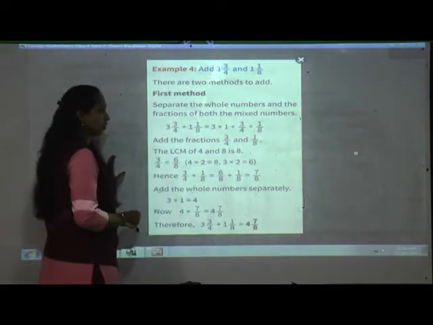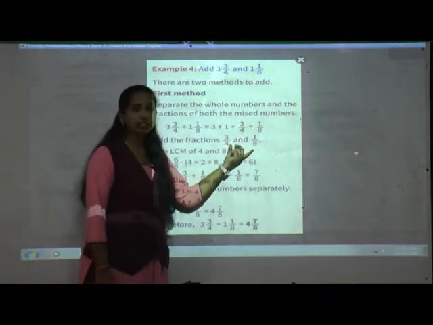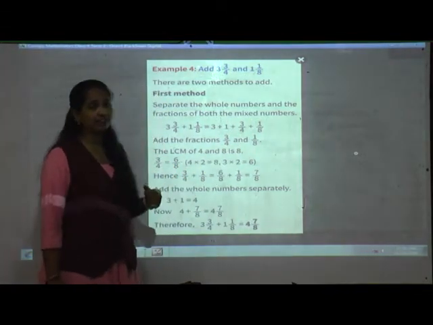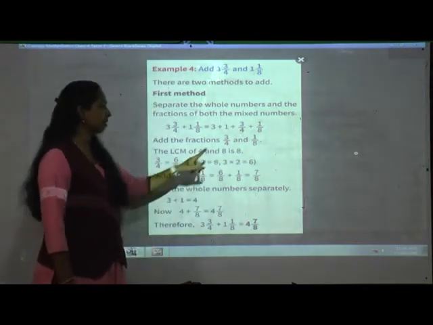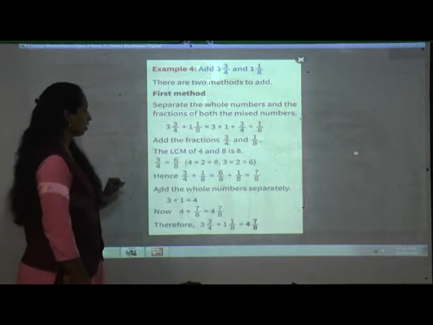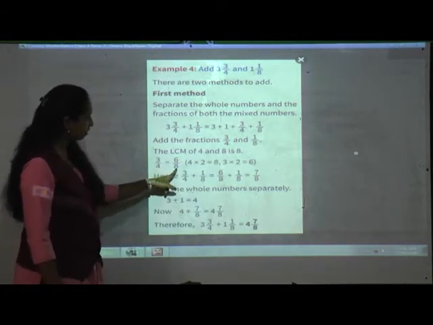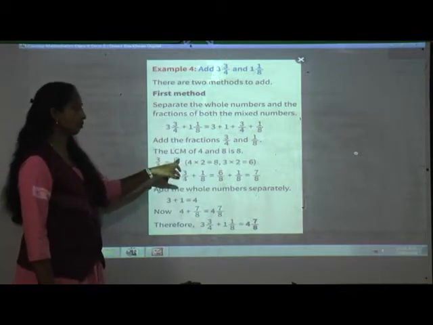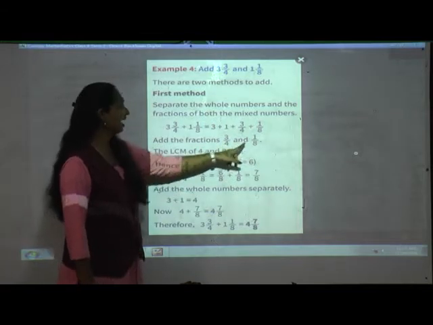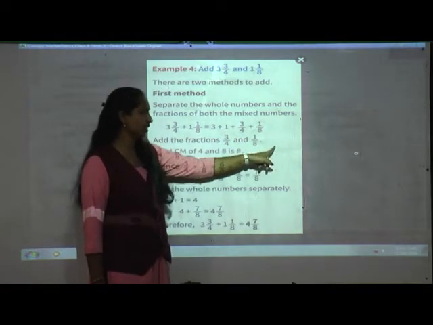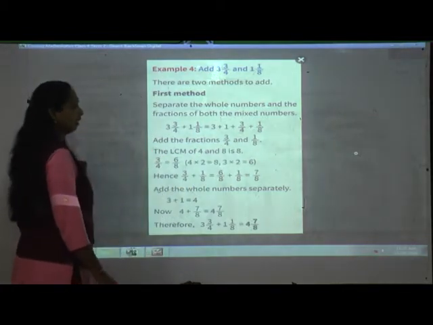Now add the fractions. How can we add these two? The denominators are different, so we need to find the LCM. The LCM of 4 and 8 is 8. So with LCM 8, the denominator 8 should come. 4 2s are 8, so here also 3 2s are 6. And 1 upon 8: 8 1s are 8, so that is 1 upon 8.